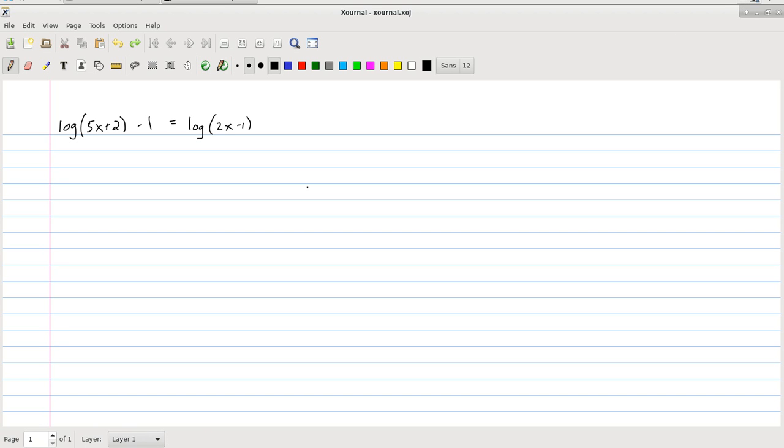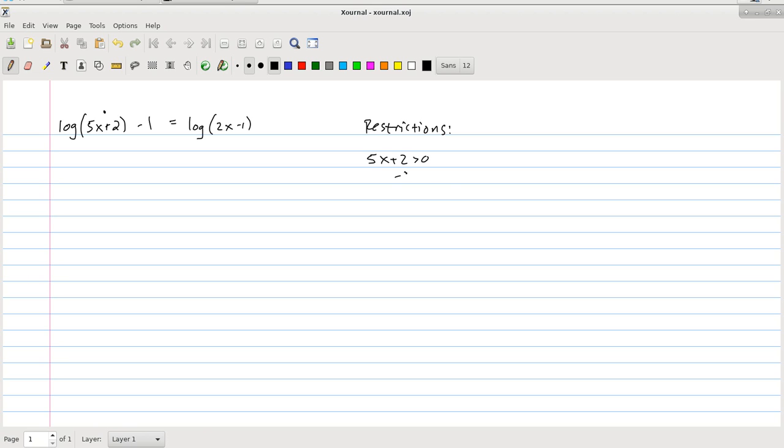Solve the equation log of 5x plus 2 minus 1 equals log of 2x minus 1. We have a log equation, so first let's check for restrictions. Remember that for logs, we can't have 0 or negative inside the log. That means for this first term, we need to make sure the inside, 5x plus 2, is greater than 0.